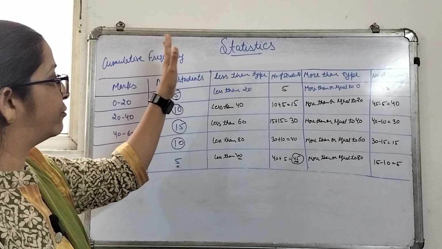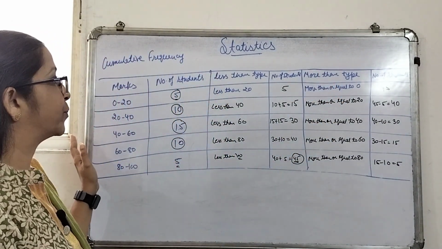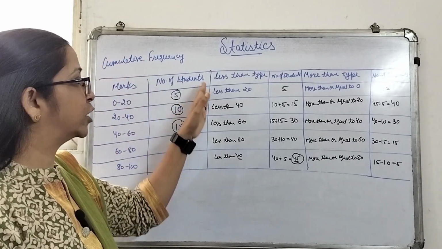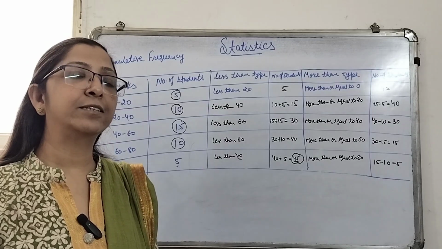So this is how we can find the less than type or more than type of cumulative frequency. For finding the value of the median, we need to first of all find the cumulative frequency. Then we will be solving the questions further for finding the median.